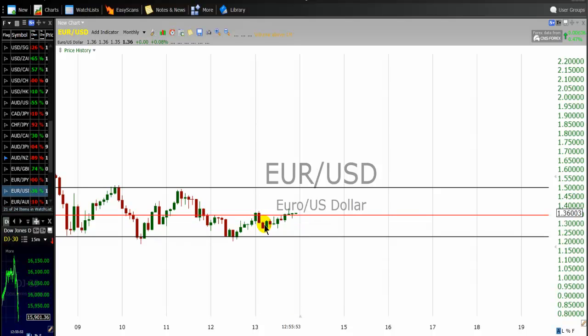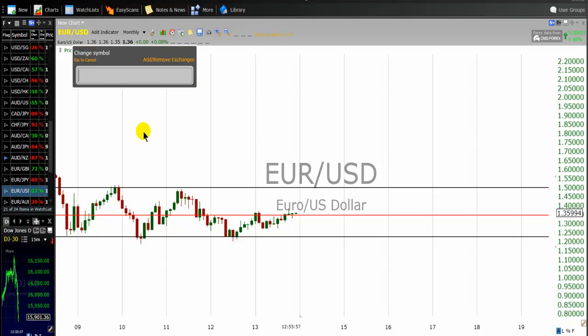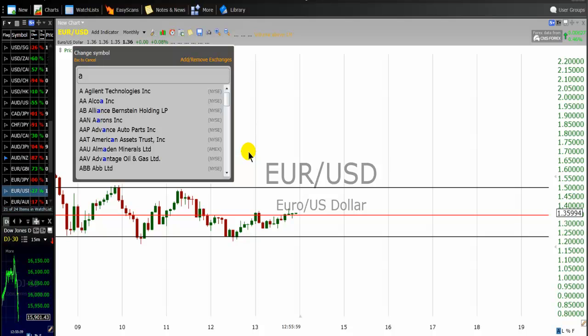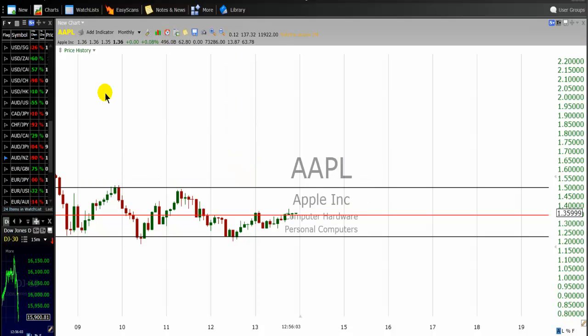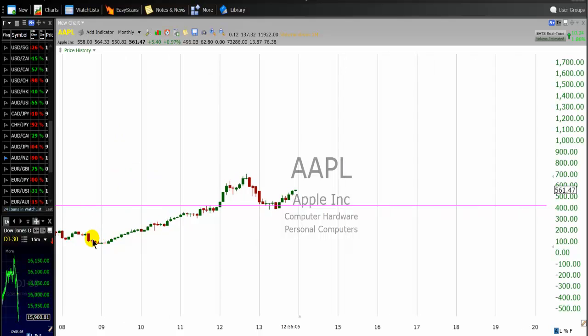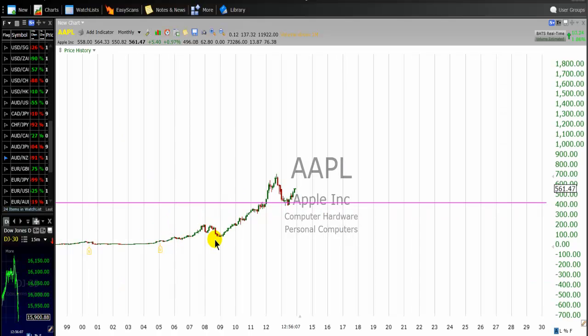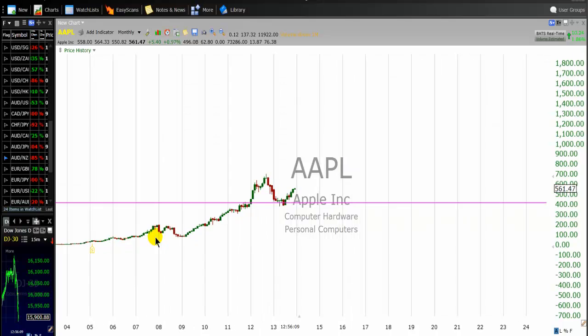I'm going to bring on another financial instrument now. This time, I'm going to bring on Apple stock, a very popular stock that traders are trading day in, day out. Again, on a monthly chart, I used a currency. This time, I'm going to use a stock. The pink line here, look on this monthly chart.